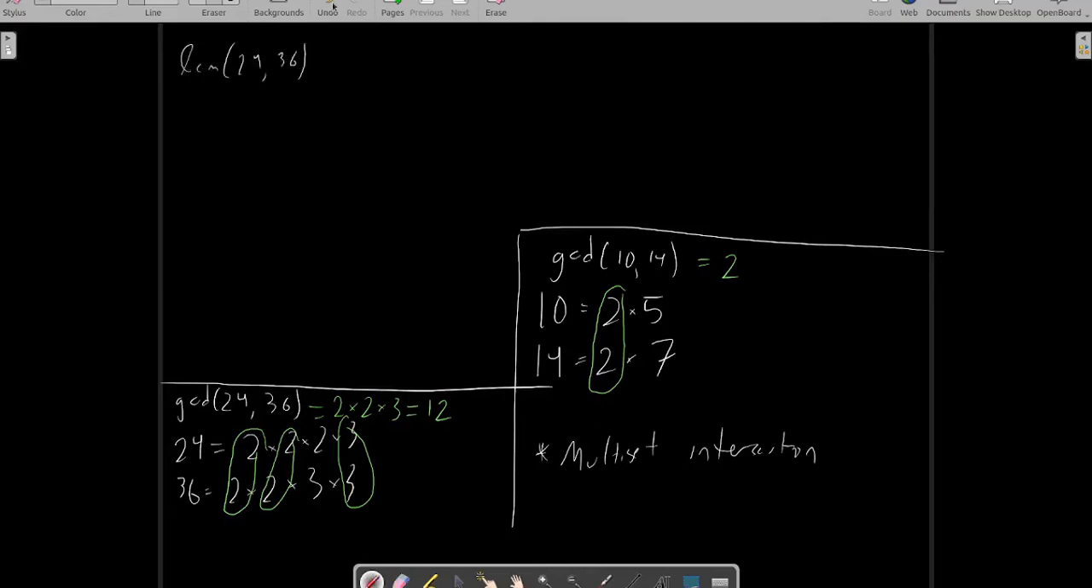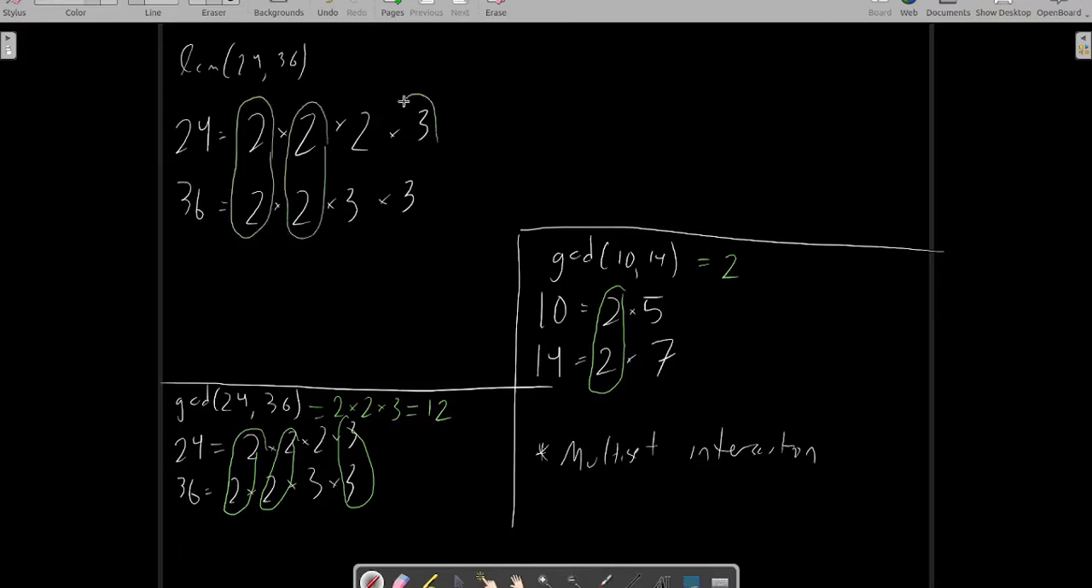Let's use our 24 and 36 example again. First, we pair off all of the duplicates, just like we did for GCD. These are the numbers we only need to count once. Once we've done that, we take all of our stragglers.